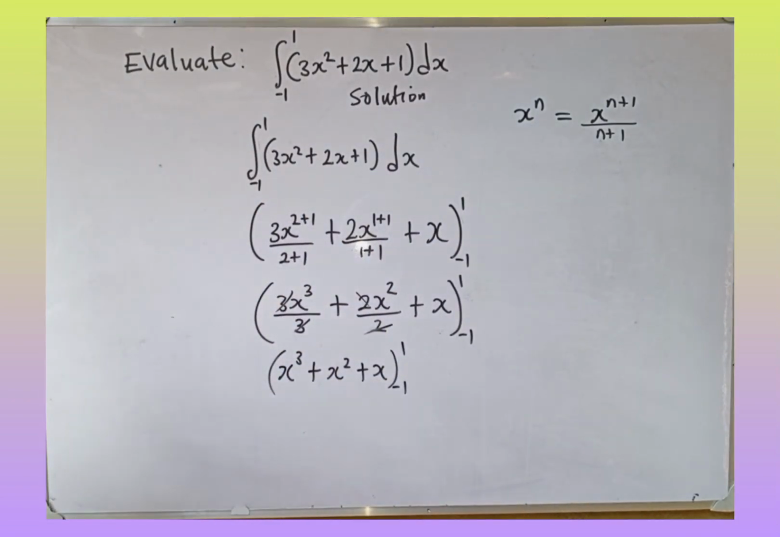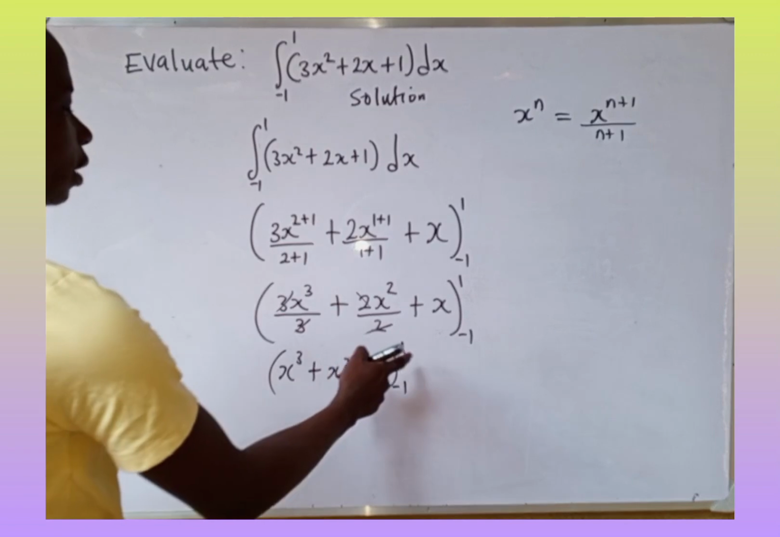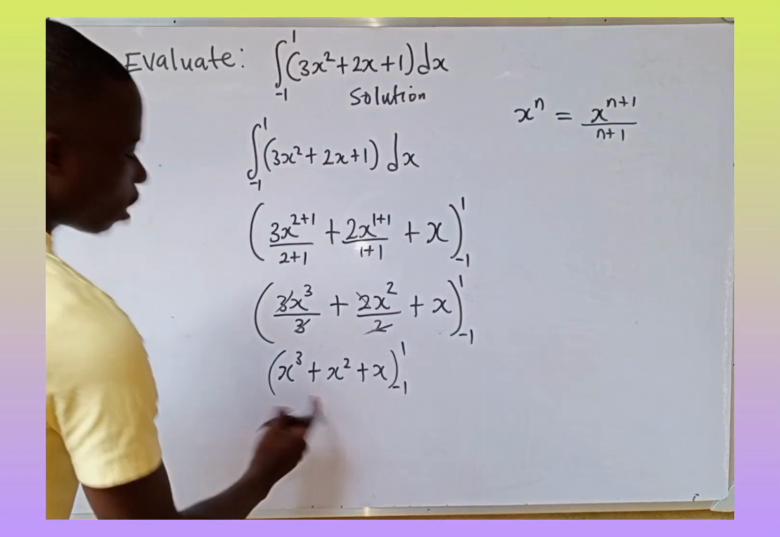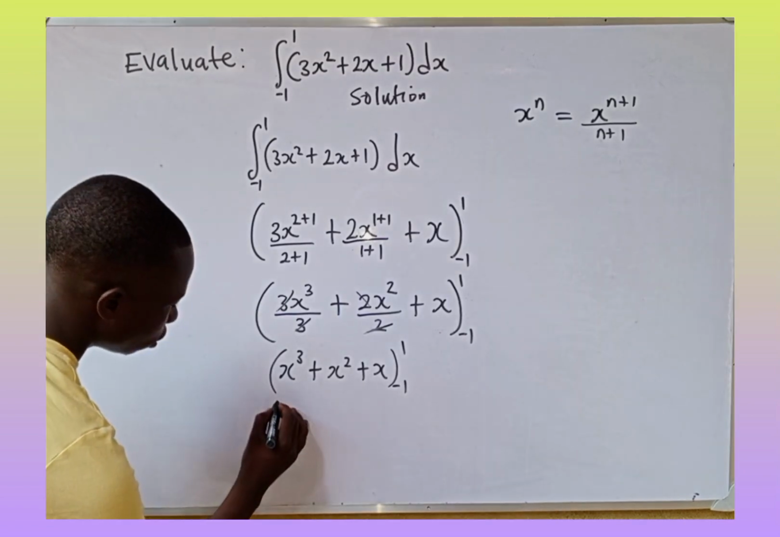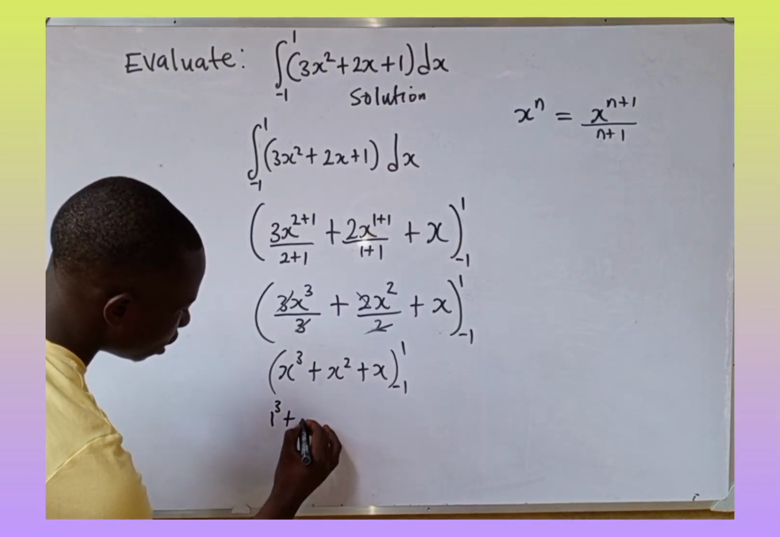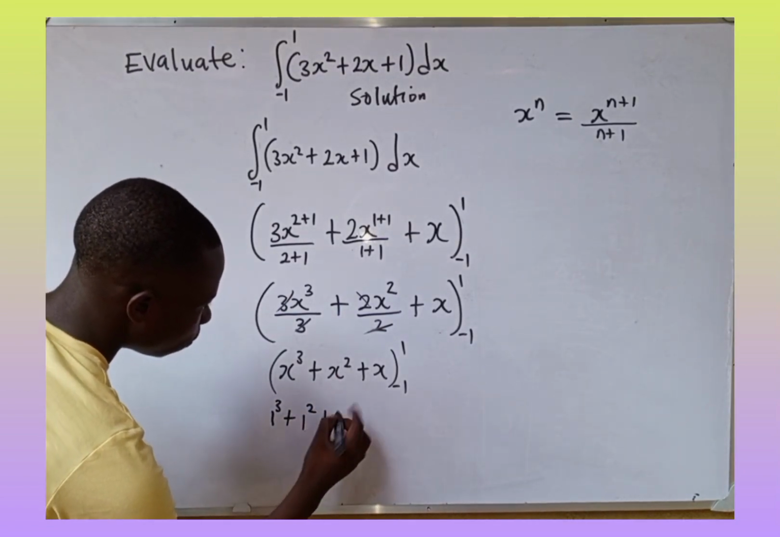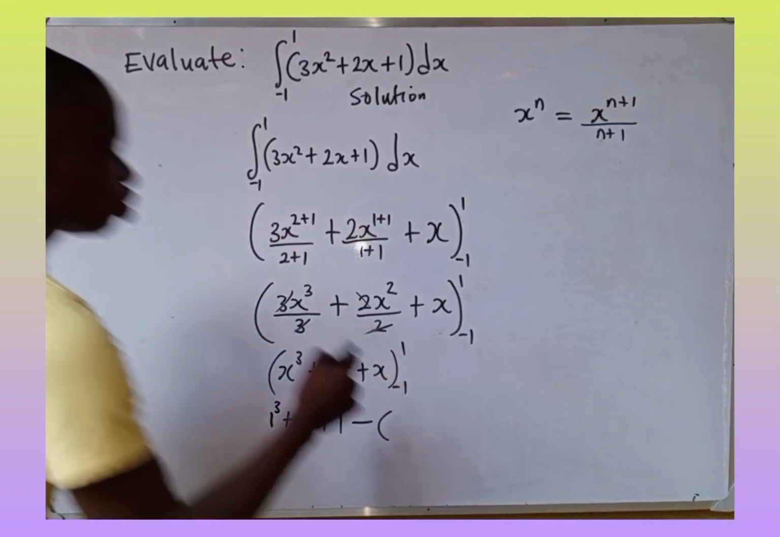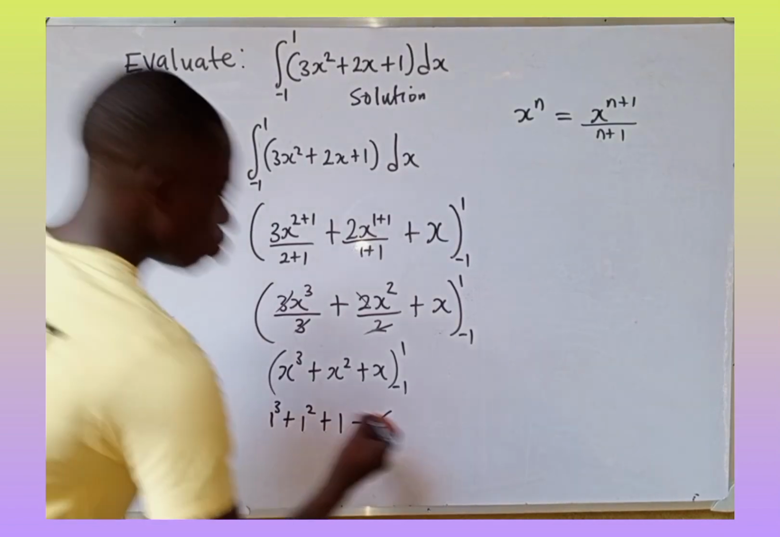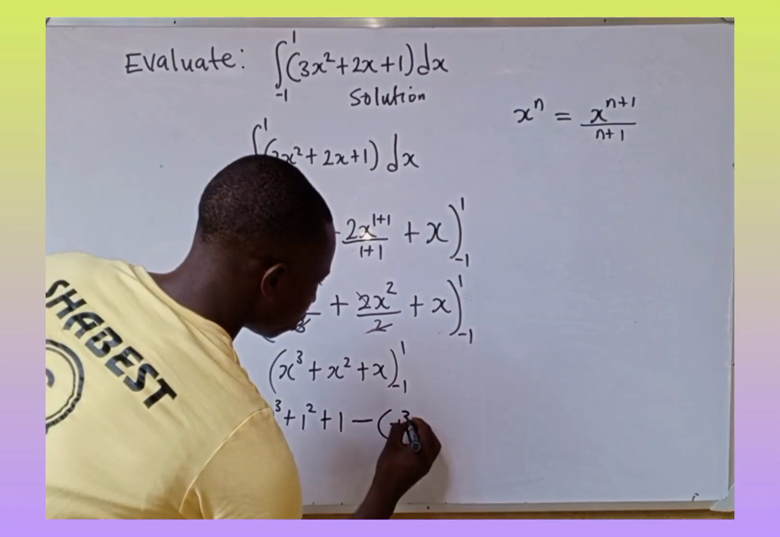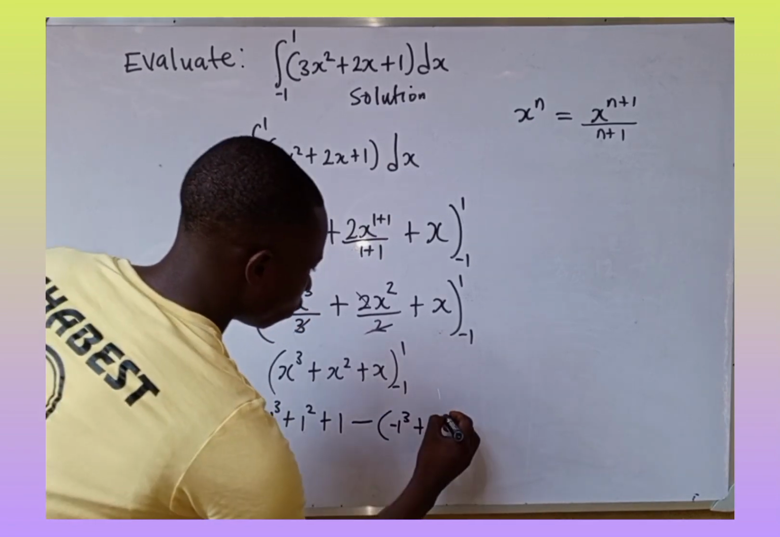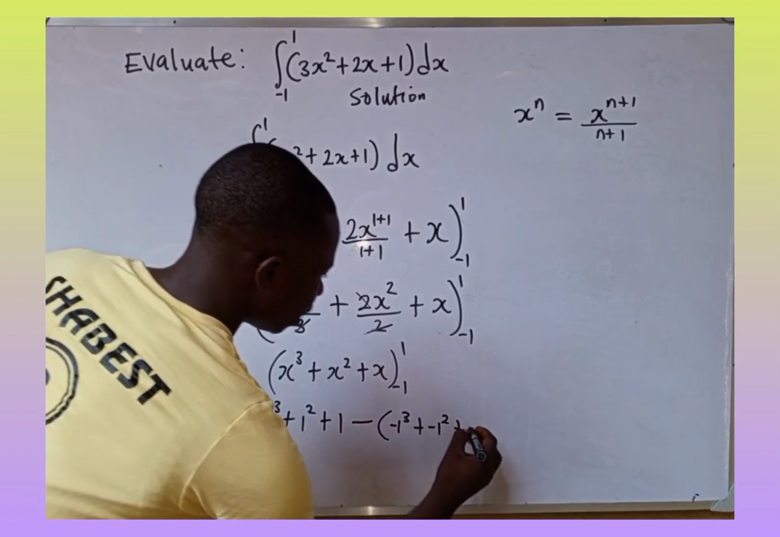Now the next thing we're going to do is substitute the limit. But remember, we're going to start from the upper bound, or upper limit. So if you substitute 1 here, we're going to have 1 cubed, then plus 1 squared, then plus 1. Then minus, we substitute the lower limit. So we are going to have -1 raised to the power of 3, then plus -1 raised to the power of 2, then plus -1.